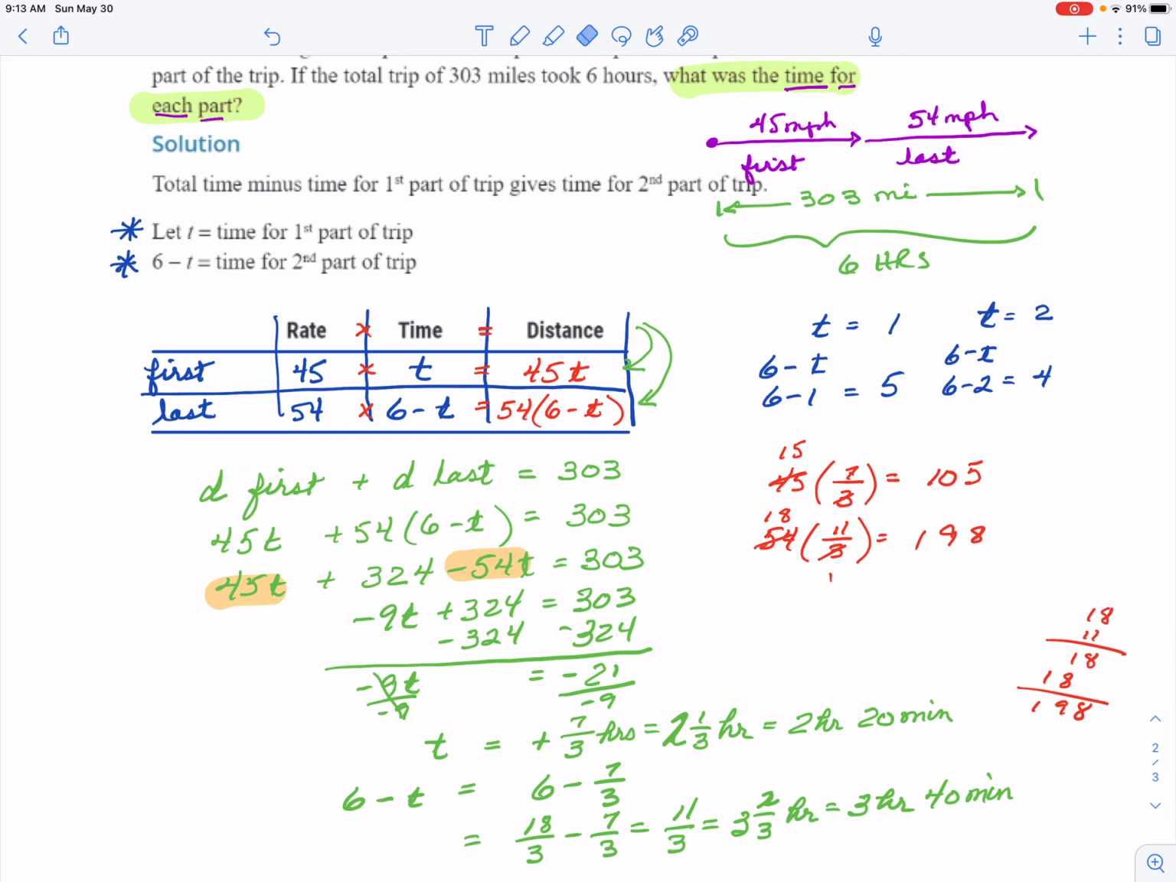So does that add back up, first part, second part, distance, does that add back up to 303? So 5 plus 8 is 13, 1 to carry, 10, 1 to carry, 3. So, you should be able to look back at these and reconcile in your mind that these do, in fact, make sense. Okay, I talked a long time, but I hope that helps.